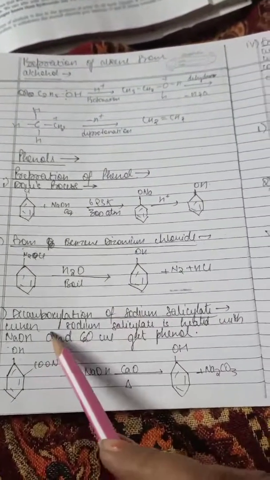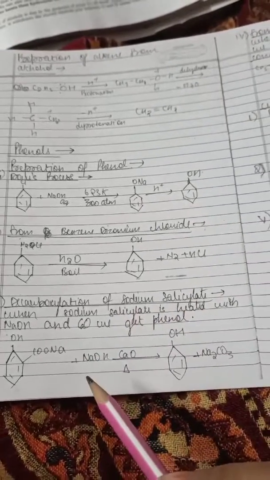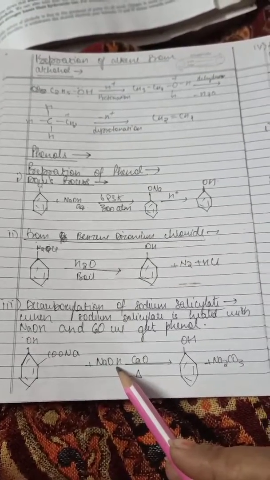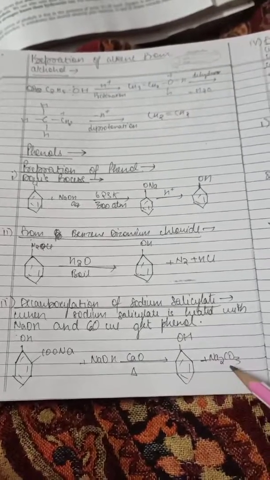Next is decarboxylation of sodium salicylate. In this one, what will happen? This is sodium salicylate. When it is heated with NaOH and CaO, we get phenol. Phenol means OH we got it here, and Na2CO3 we got it.